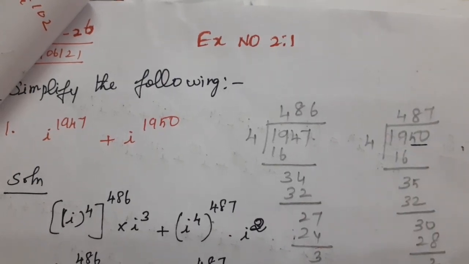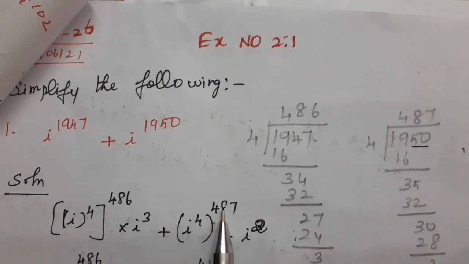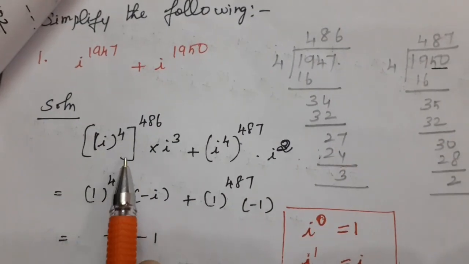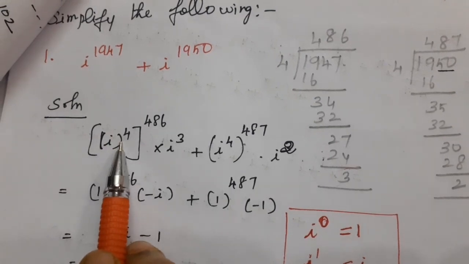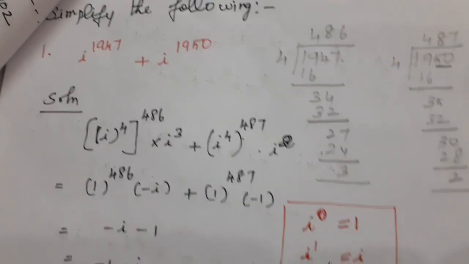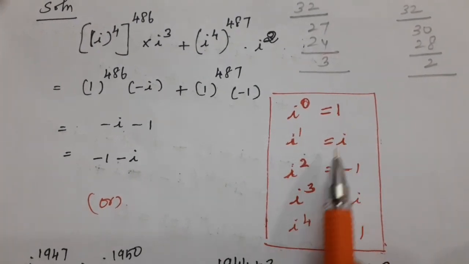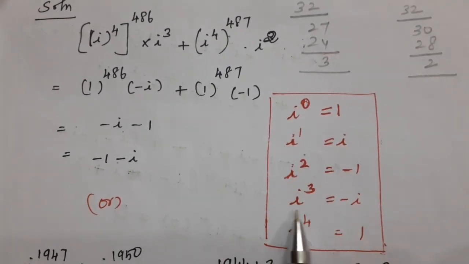Balance is 2. So we rewrite it as i power 4, whole power 487, into i power 2. i power 4 is nothing but 1. Already I taught this, go through that one, see this tabular column also. i power 0 equal to 1, i power 1 equal to i, i square equal to minus 1, i cube equal to minus i, i power 4 equal to plus 1.